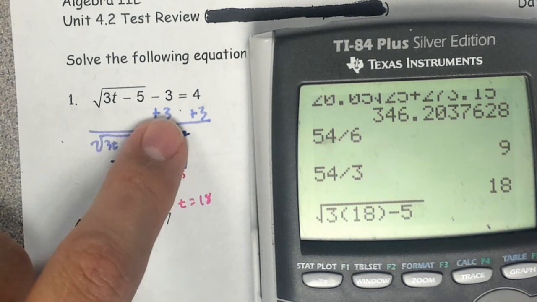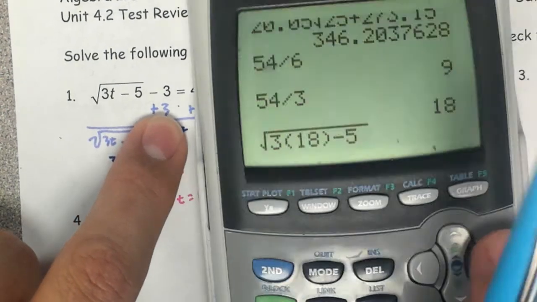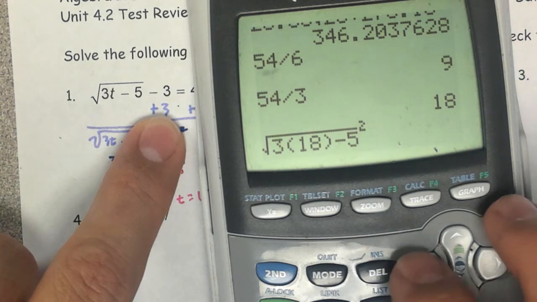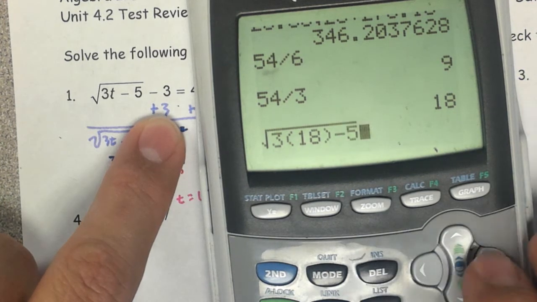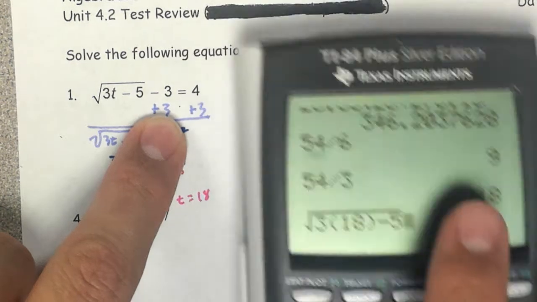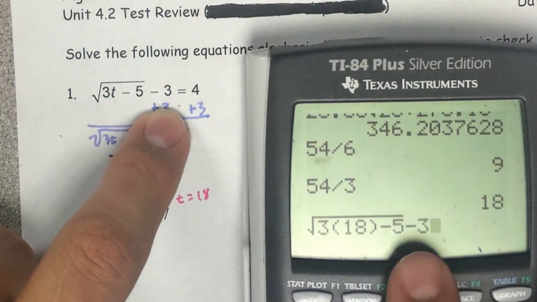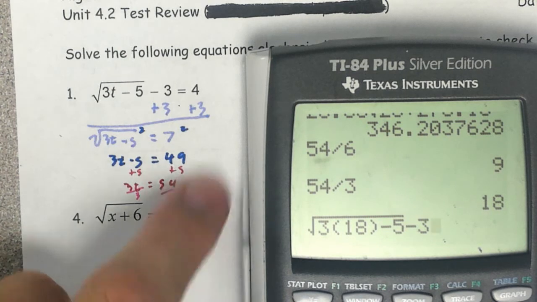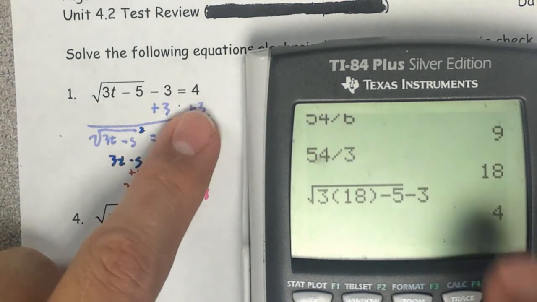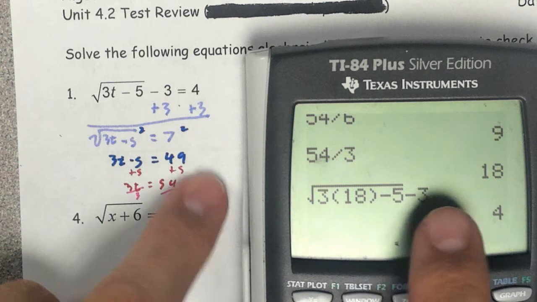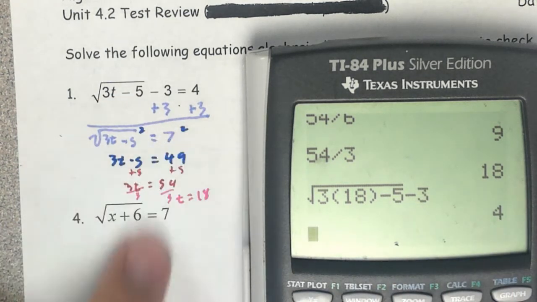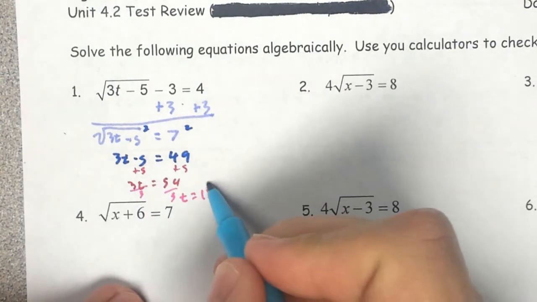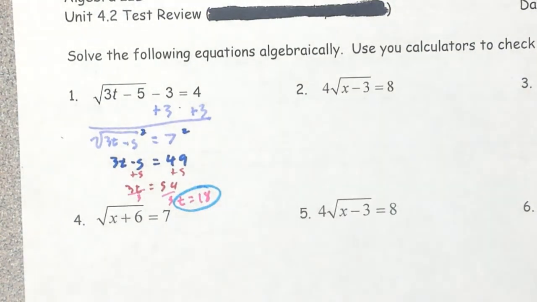Minus 5. And look, I have to press the right arrow, and now I'm out of the radical, and I do minus 3. If this is a good solution, I should get 4. There it is, 4. So this equals 4. 4 equals 4. That's a true statement. This is my solution.